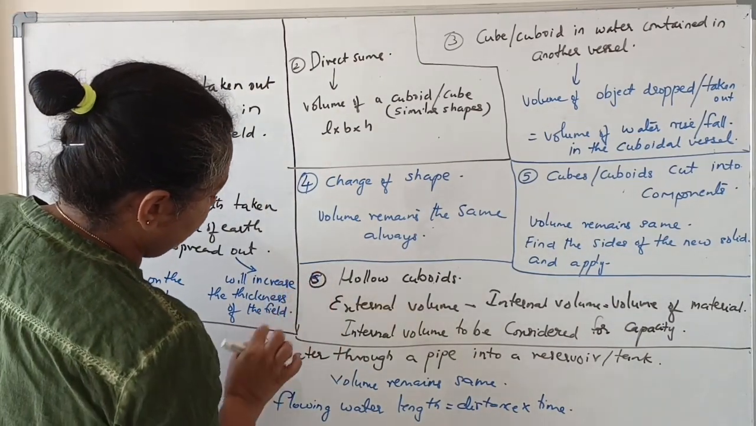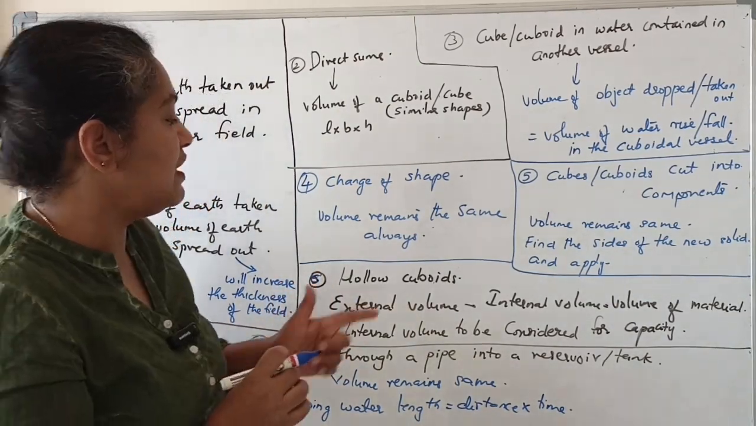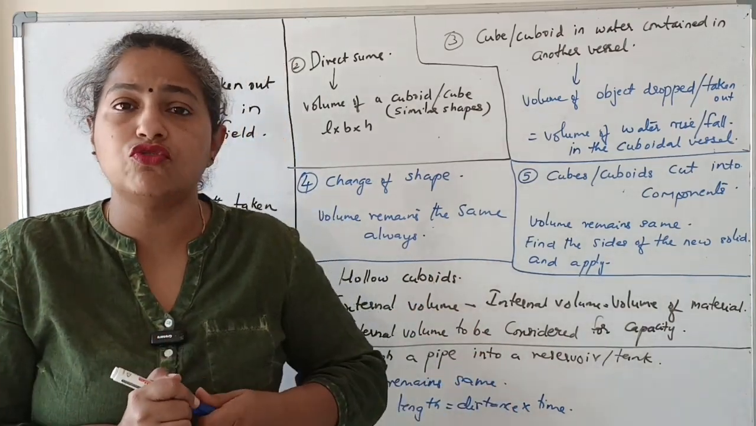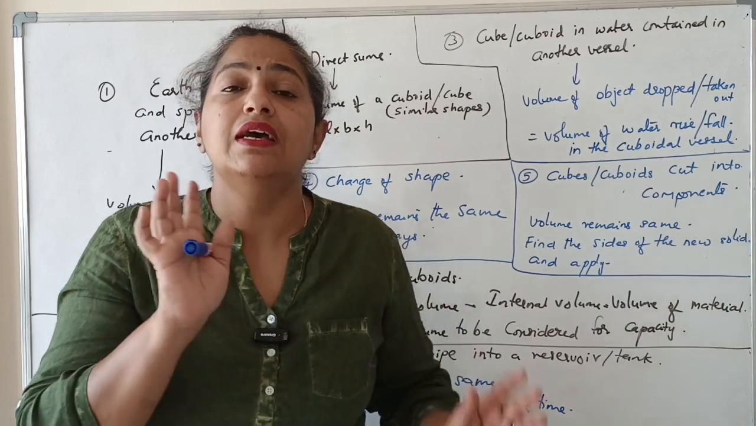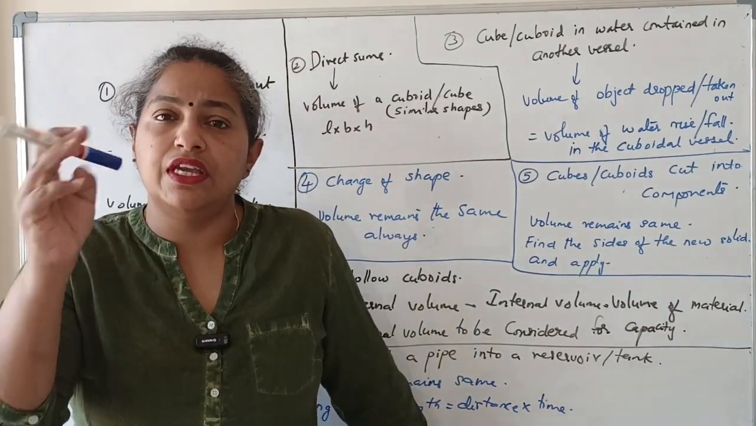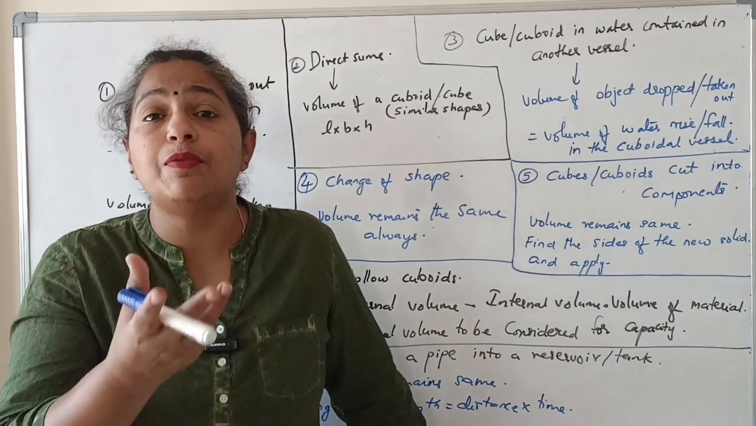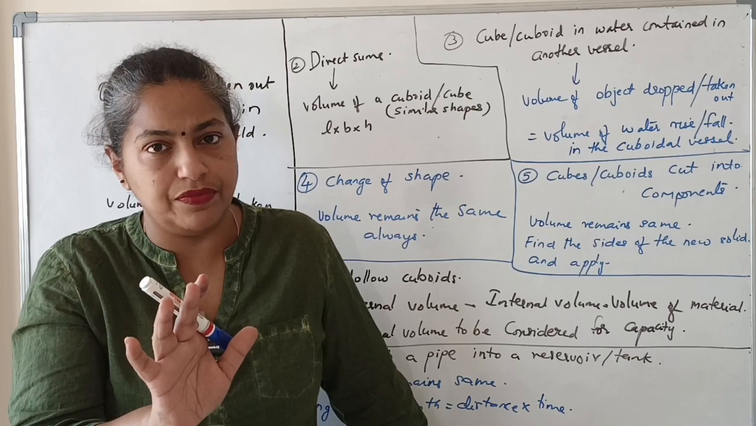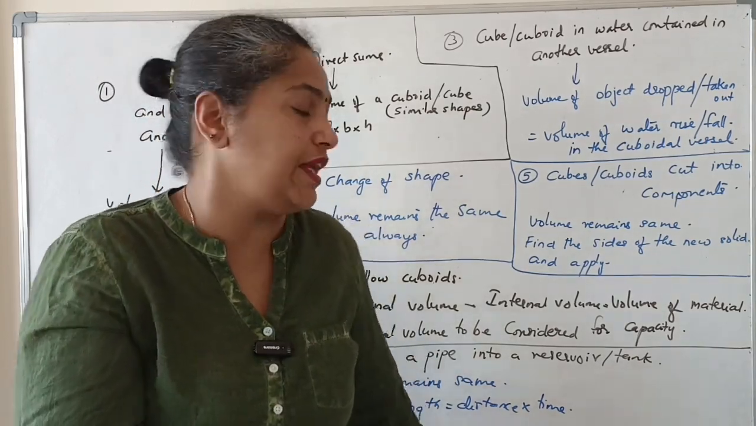Sorry, this is the sixth one and this is the seventh one. The sixth one is hollow cuboid, which we just did. So the amount of the material used to make that particular cuboid will be external volume minus the internal volume. And in order to find the capacity of that particular vessel, we have to consider the inner volume, not the outer volume. That also we have done a sum based on.